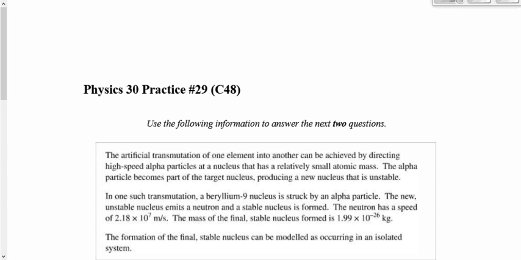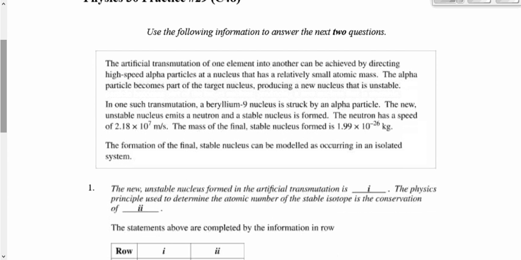Practice question set number 29. Quite a few questions on this one. We start with some information here in this box. It talks about artificial transmutation. We know what that means, right?